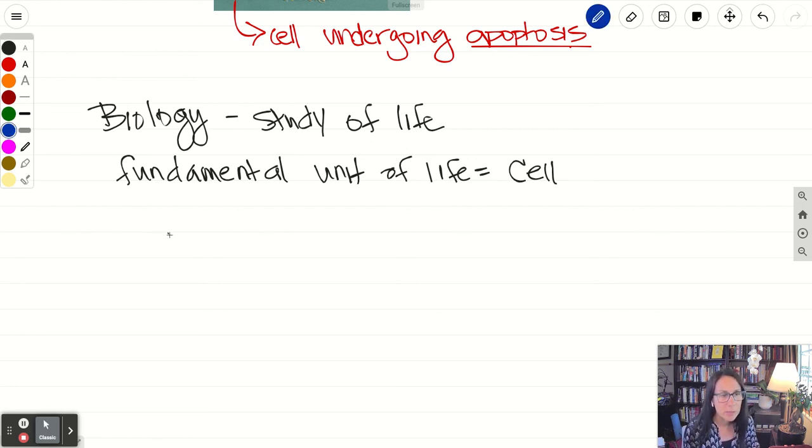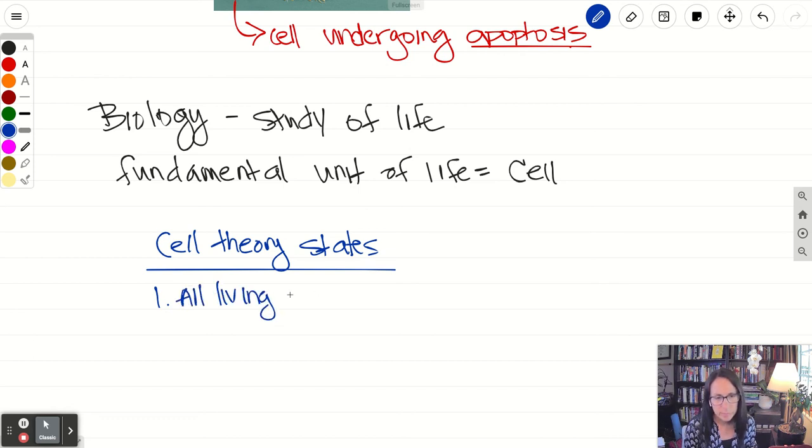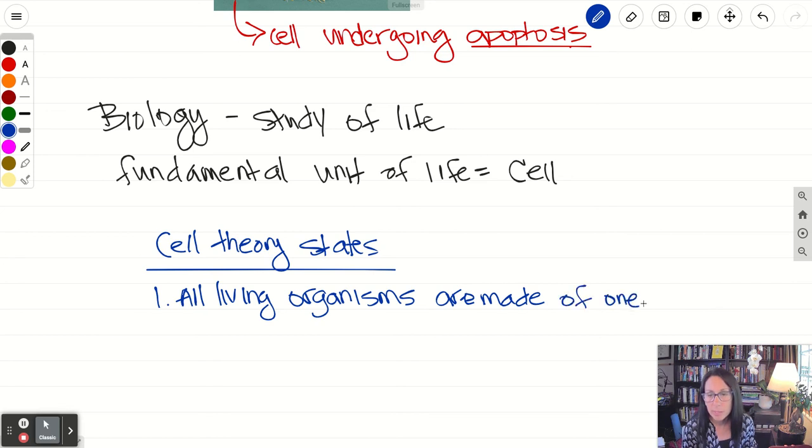Okay, so let's see. Cell theory states the following three rules. Okay, rule number one is that all living organisms are composed of one or more cells. So all living things, all living organisms, if something is alive, it is called an organism. All living organisms are made of one or more cells.